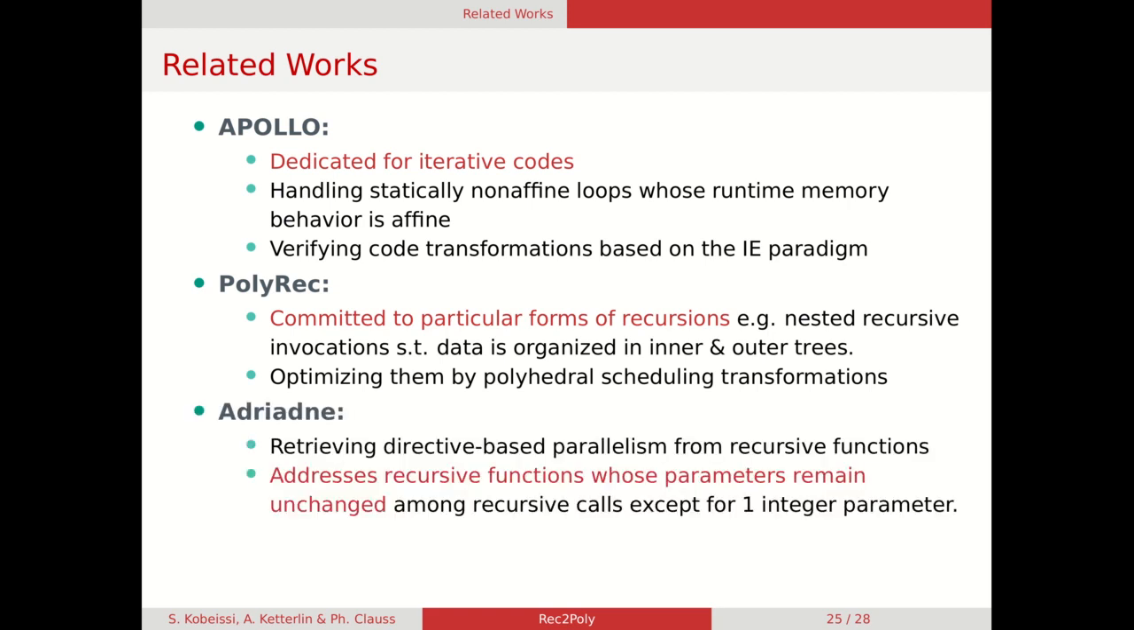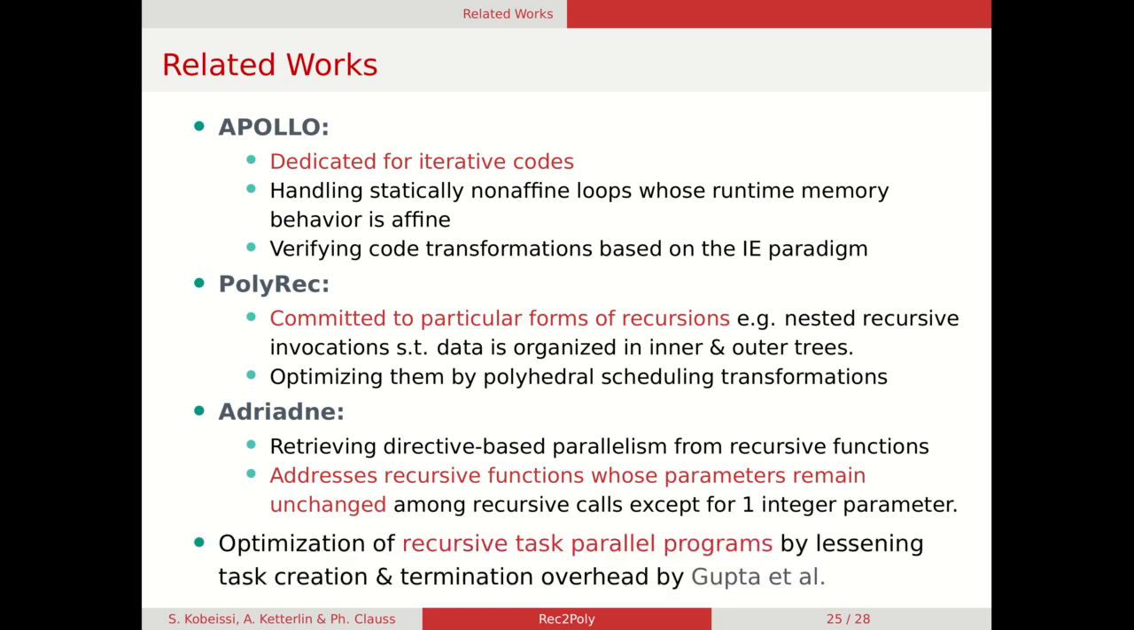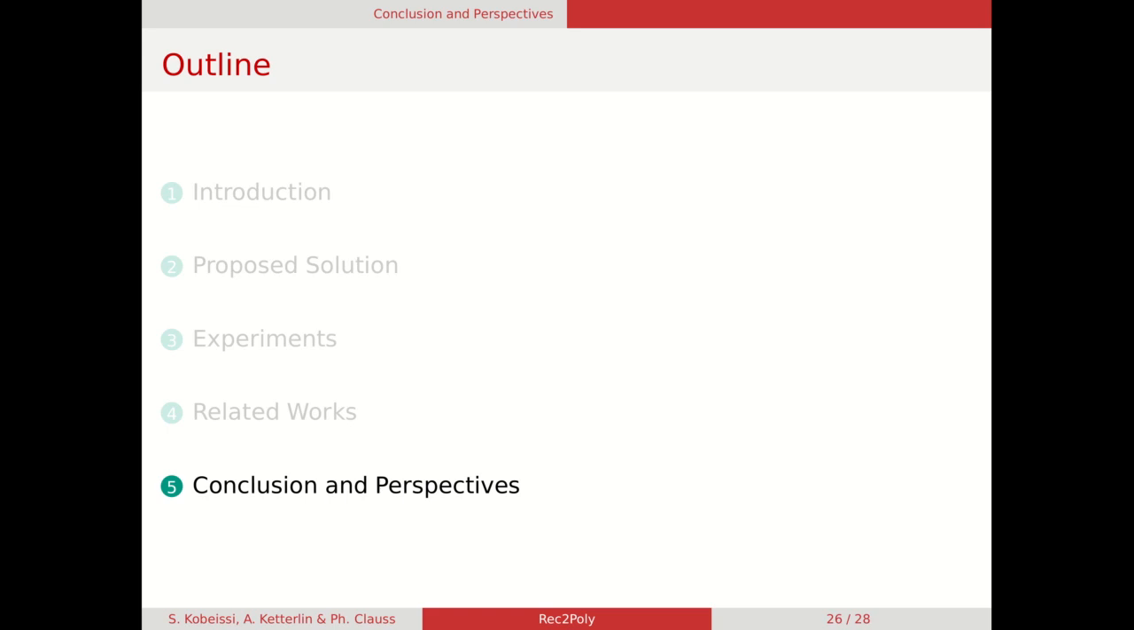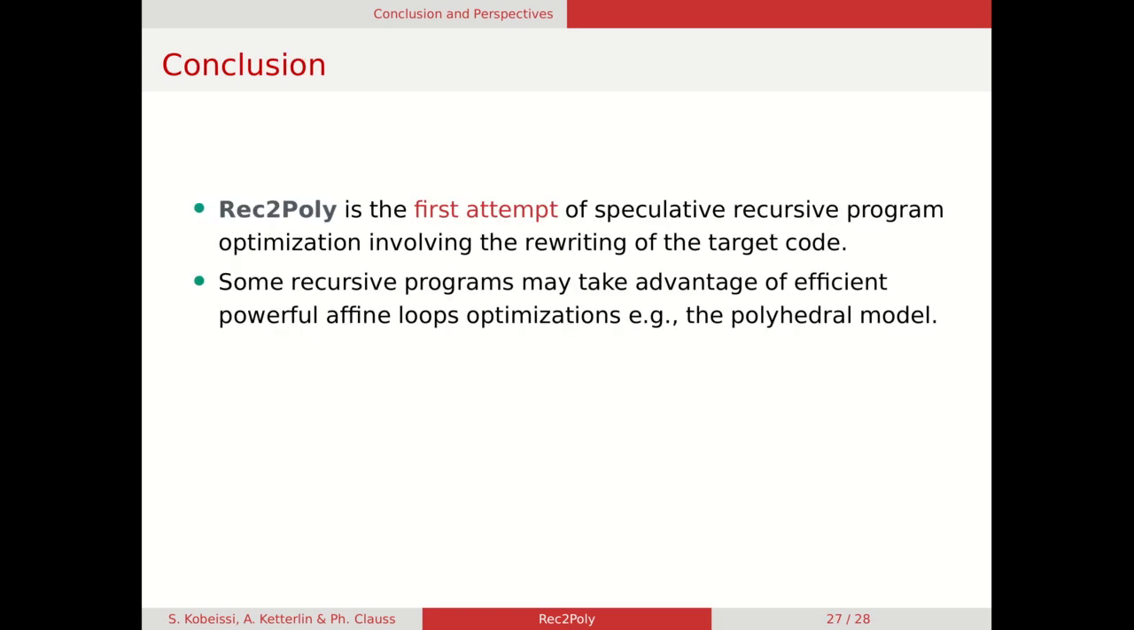Third, there is Adriatin, which is a compiler retrieving directive-based parallelism from recursive functions. It addresses recursive functions whose parameters remain unchanged among recursive calls except for one integer parameter. Finally, there's a way to optimize recursive task parallel programs by limiting task creation and termination overhead. In conclusion, in this study we present Rec2Poly, which is the first attempt of speculative recursive program optimization involving the rewriting of the target code.